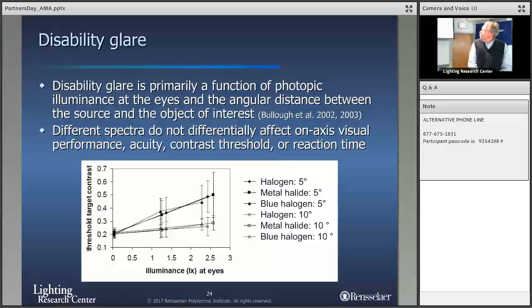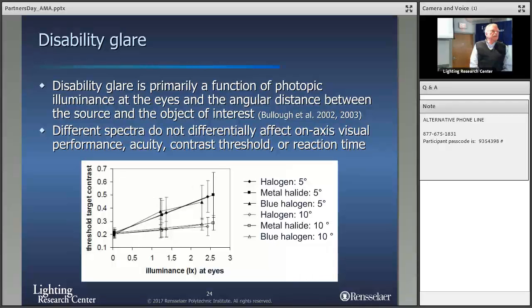Now, to show you some of the research that John's been involved in, this is disability glare plots, and it shows that for 2 angular distances, 5 degrees and 10 degrees, this being 10 and this being 5, that the spectrum really doesn't matter. It has to do with how much light you have and the angular dimensions between your line of sight and the angle of the light source, the glare source from that. But this is what's going to reduce visual performance, the readability, if you will, acuity, contrast threshold, reaction times. But the spectrum does not matter.